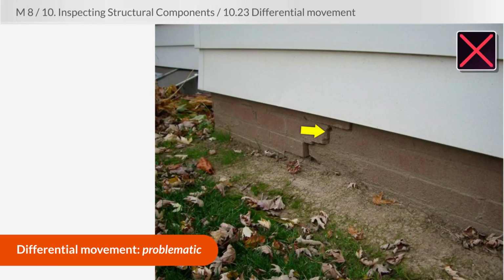Here is a great example of differential movement. Anytime you see this type of movement, you'll see it show up somewhere else in the house, either around the corner or even on the other side of the home. But you can never have cracking and movement to this degree without it also showing up somewhere else.